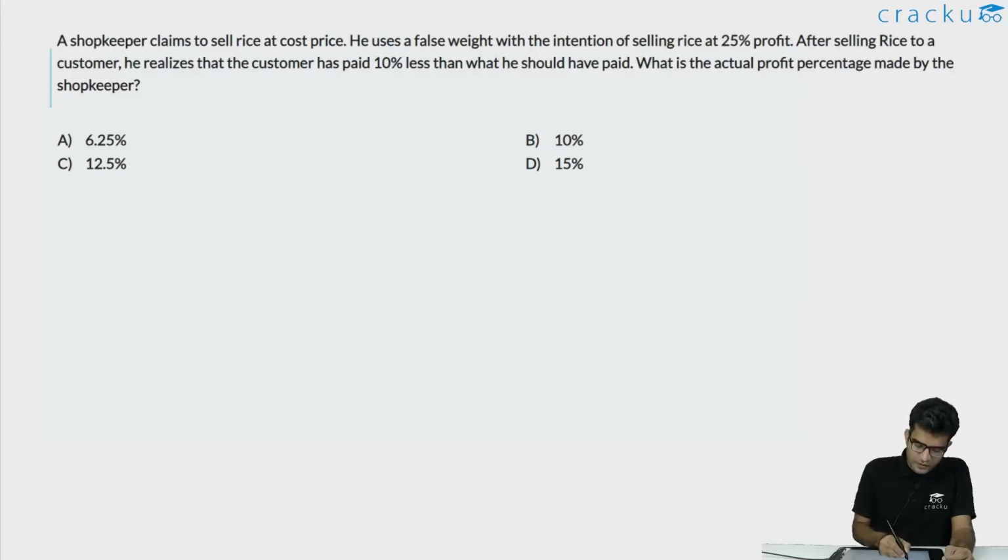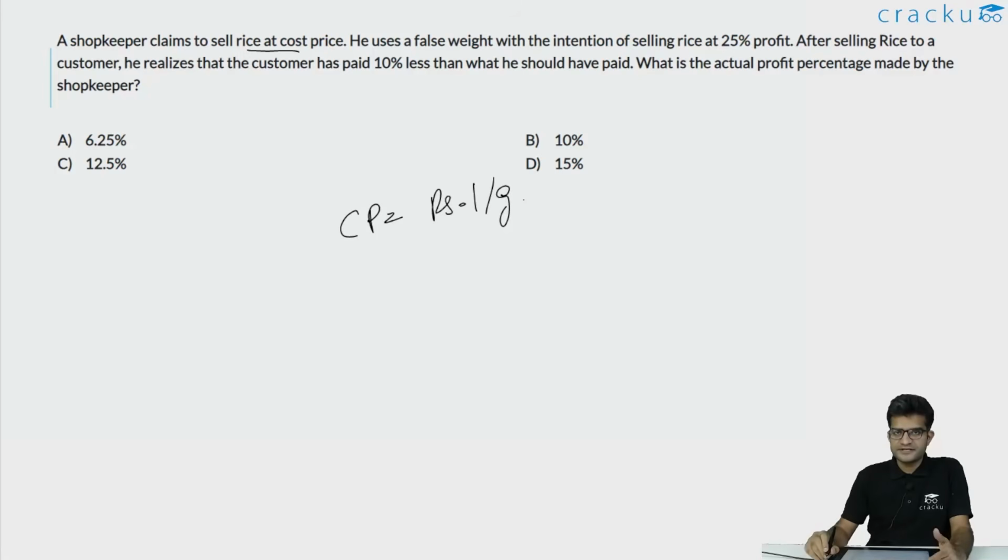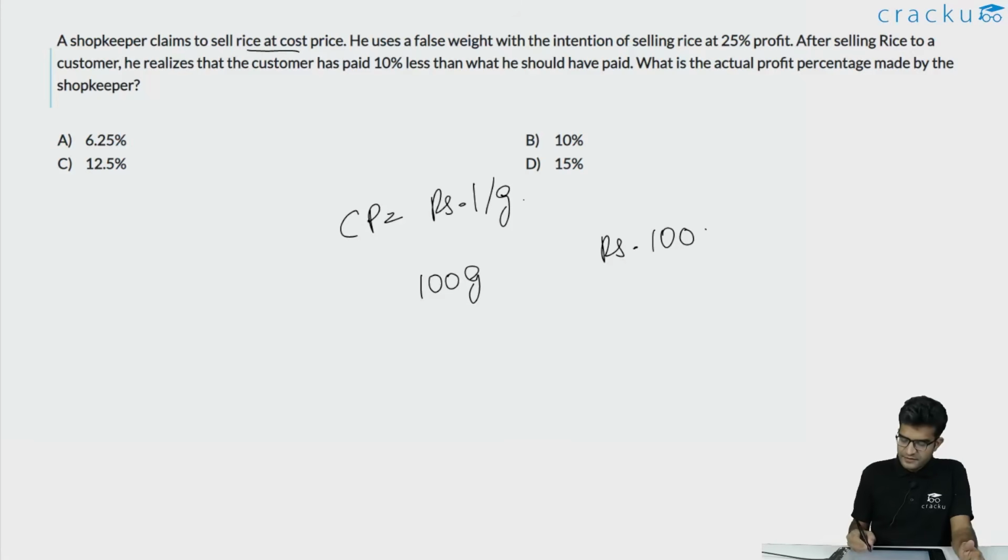In this question, we are told that a shopkeeper claims to sell rice at cost price. So let us assume that the cost price is rupees 1 per gram, and let us assume that he has bought say 100 grams. So the total cost price is rupees 100. But he is using a false weight with the intention of selling the rice such that he makes a profit of 25%. So he makes rupees 100, but now he is not selling the rice at break even. He is making a profit of 25%.